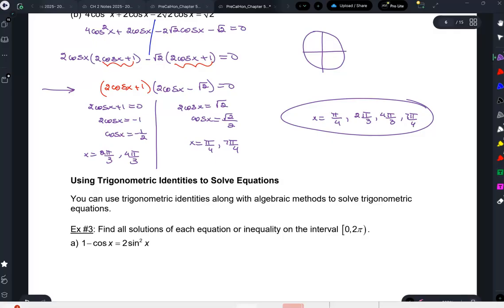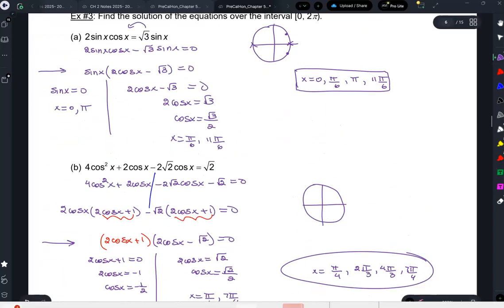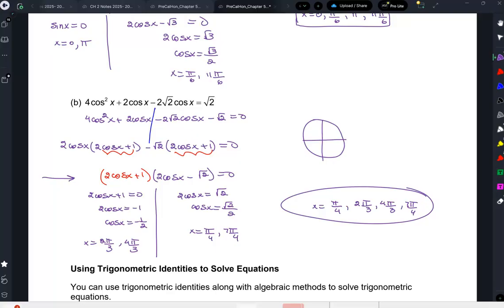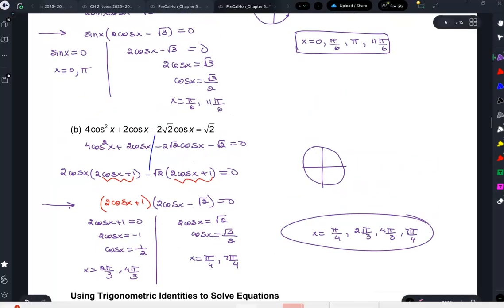There probably won't be a problem like these where we have to find all the solutions, but it's not everything, right? No. These are all over 0 to 2 pi. Right, if it says 0 to 2 pi, this is it. But I can ask you to solve this exact same equation without that.